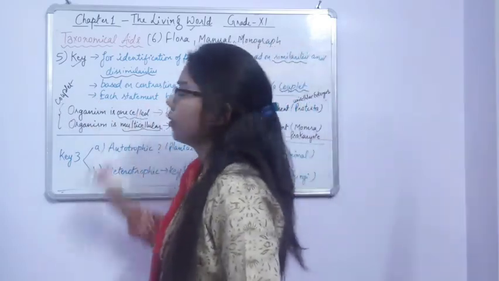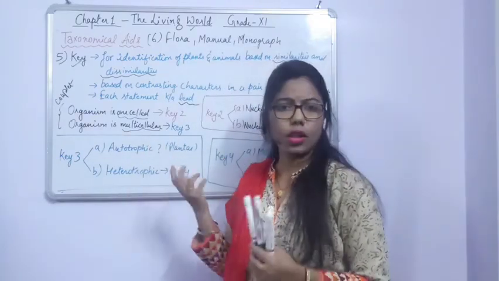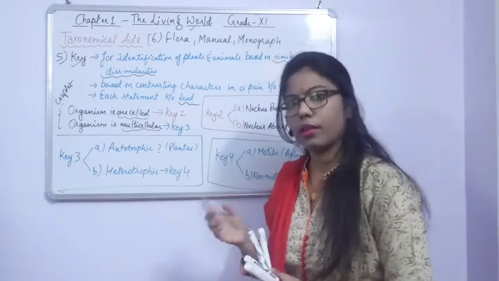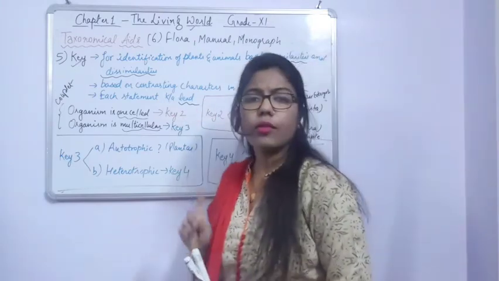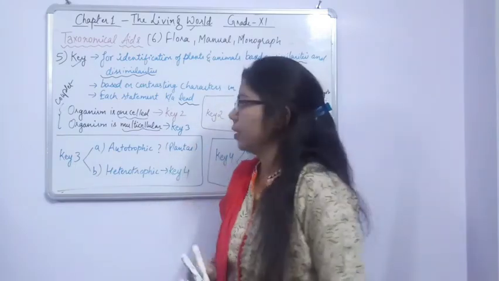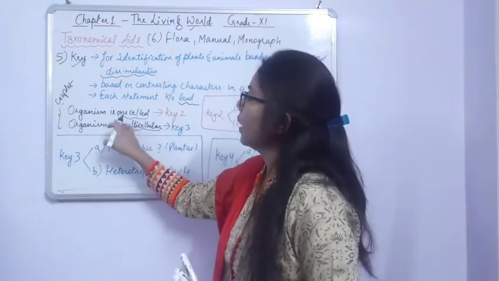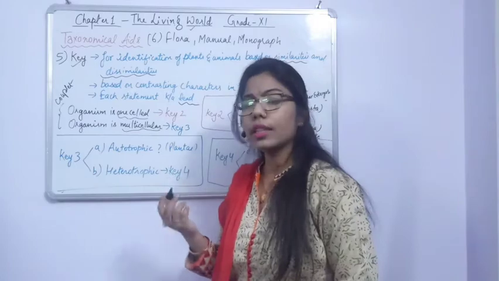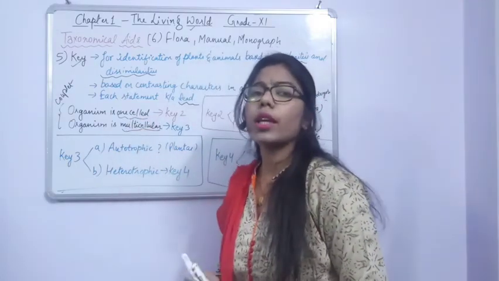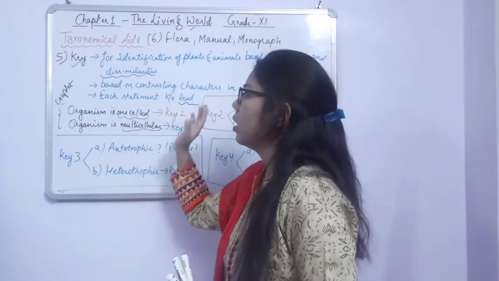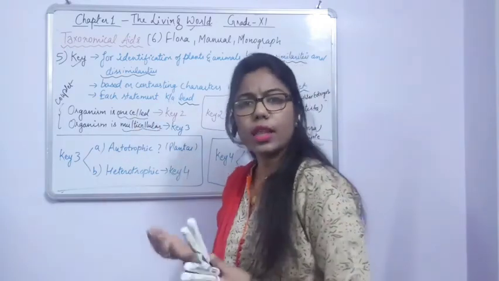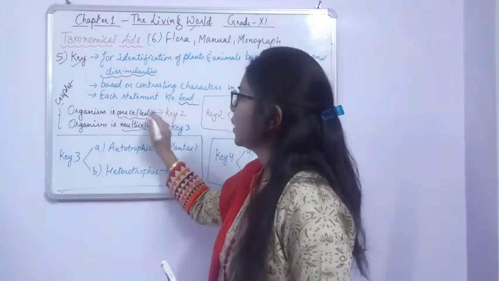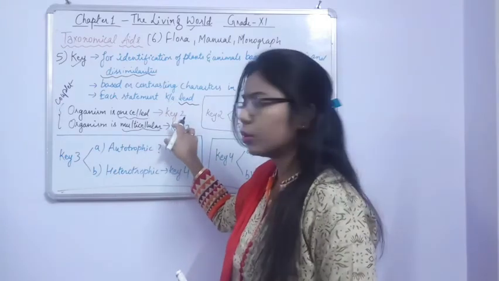Now for example, you got one sample and you have to find in which classification it will come. So how will you do all these things? First of all, you will start from the first character. You will match the sample and find whether this organism is one celled or multicellular. It means unicellular or multicellular. These organisms at the cellular level you can see only in the microscope. So if it is one cellular, it will tell you to go to key number 2, right?